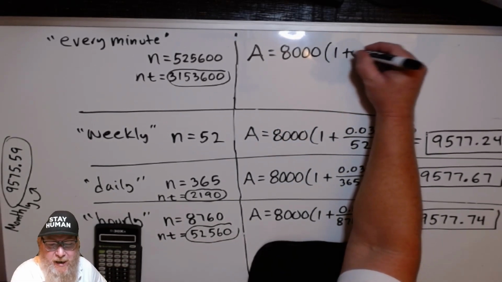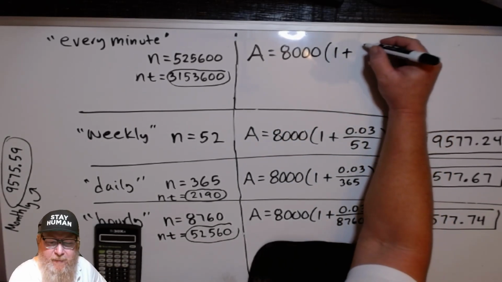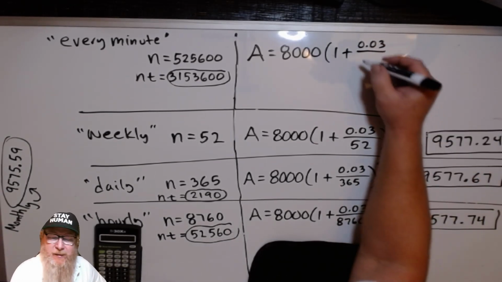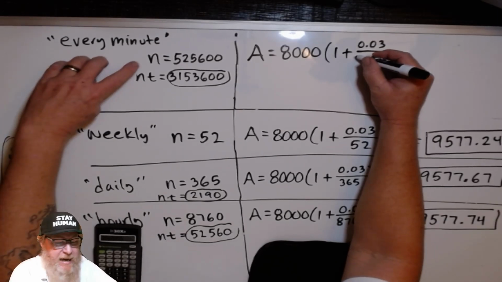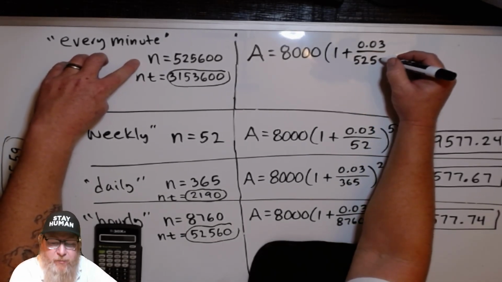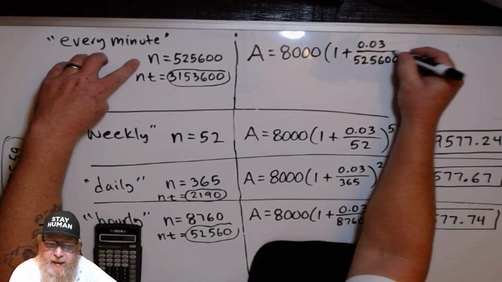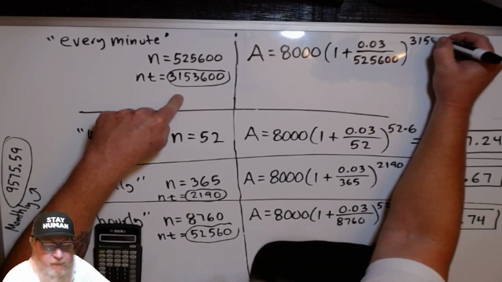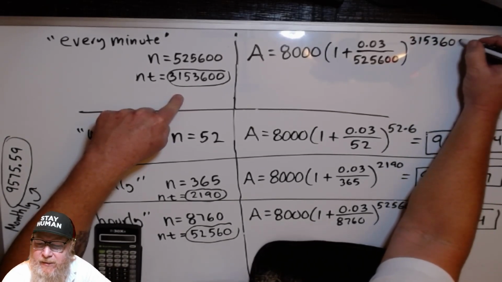So $8,000. We're almost there, guys. You're going to see the limit in just a minute. 3% interest. Remember the N now is minutes, 525,600 minutes. And then the power is 3,153,600.